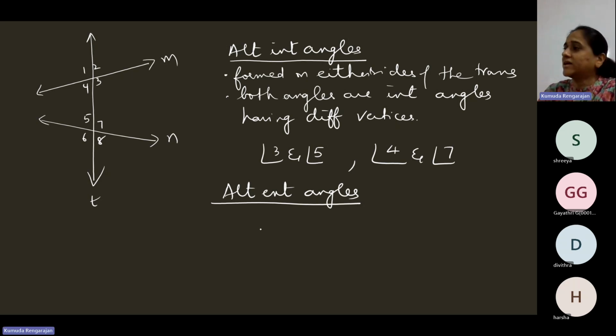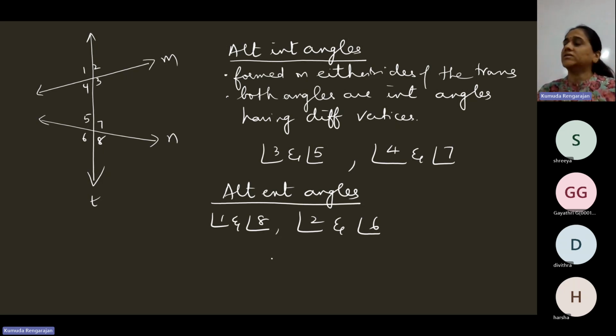So both are exterior angles. They are formed on either sides of the transversal and both are exterior angles. So angle 1 and angle 8, angle 2 and angle 6. Angle 1 and 8, they are formed on either sides. So 1, 8. 2, 6. They are on either sides of the transversal and both are exterior angles. Okay.